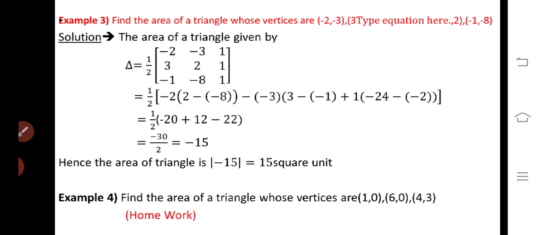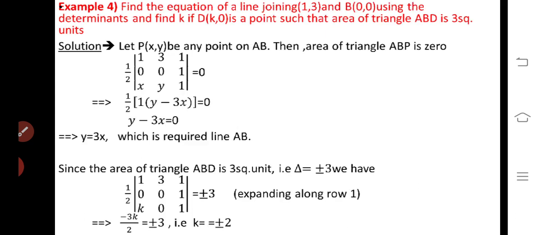Let us start the next question. Example 4. Find the area of a triangle whose vertices are 1, 0, 6, 0, 4, 3. This question is for homework. You have to solve it by the same method as the previous example. Okay, let us start with the next question.